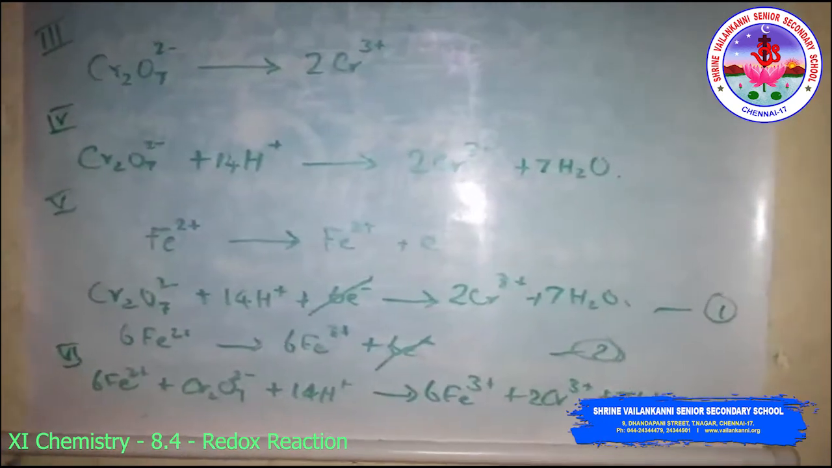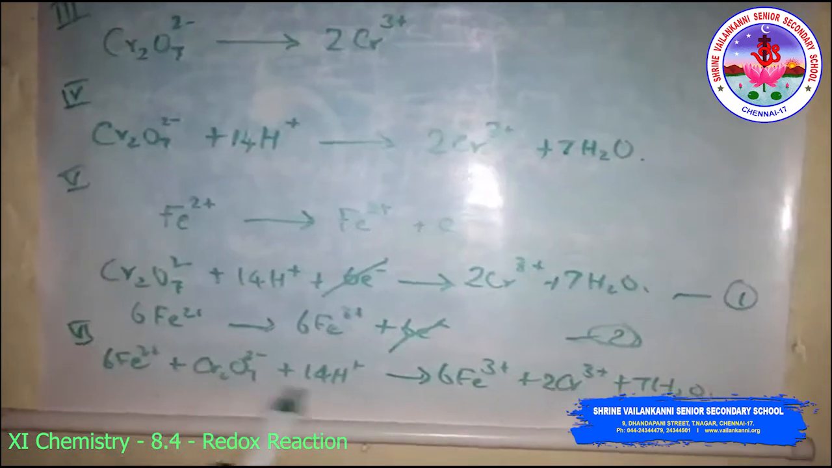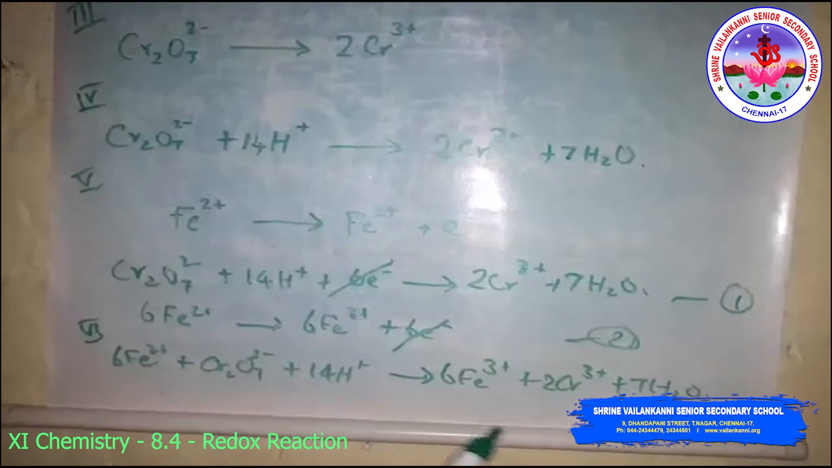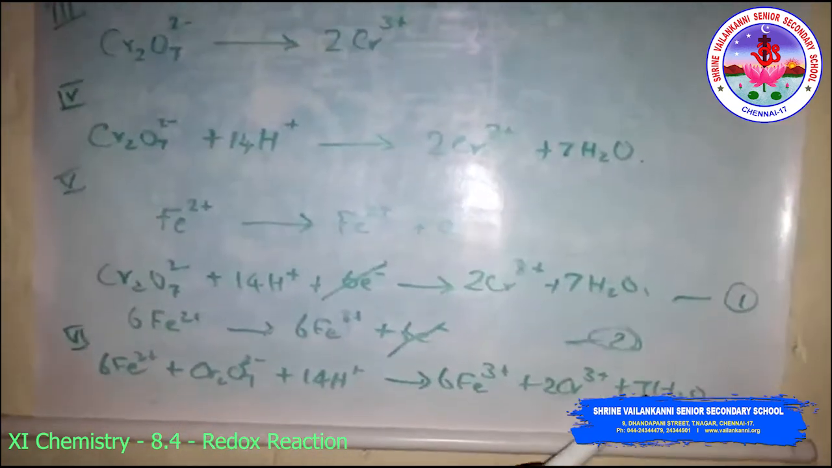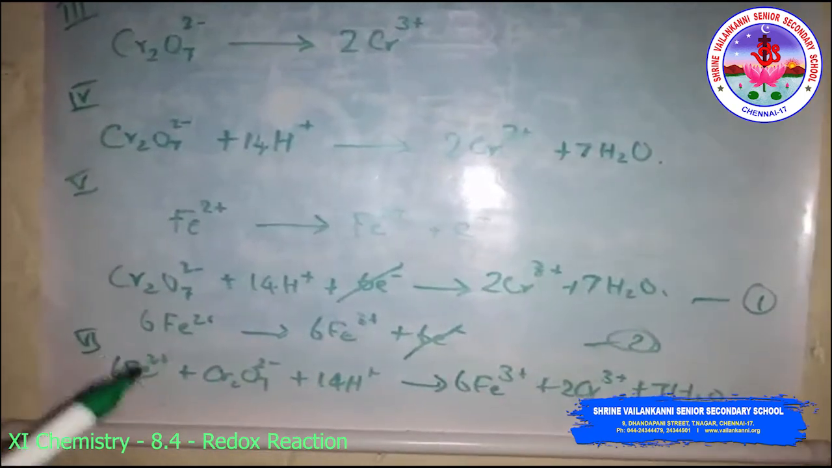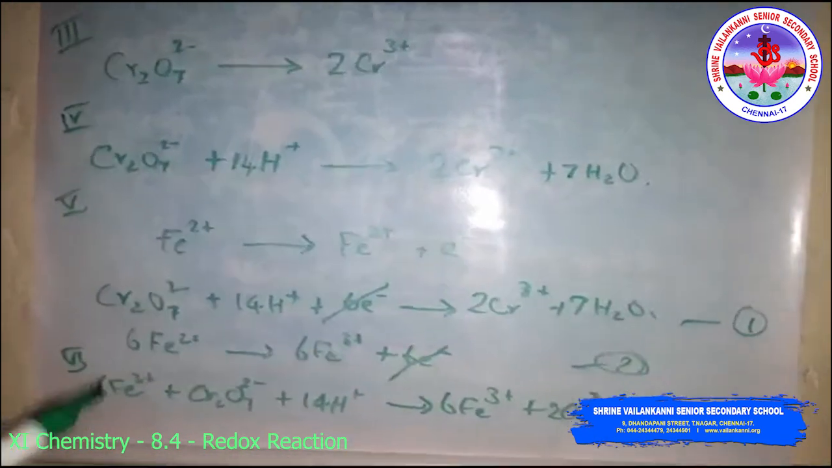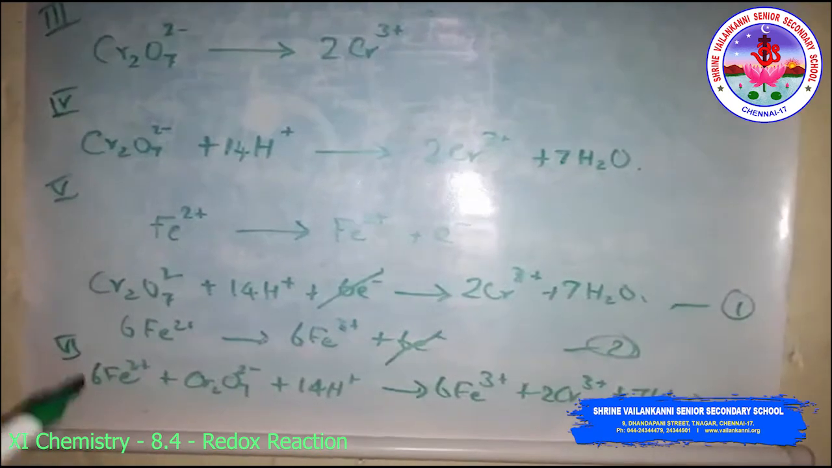Now check: 6 Fe, here also 6 Fe. Chromium 2, here also 2 chromium. Then oxygen 7, on this side also 7 oxygen. Then hydrogen 14, on this side also 14. Now the equation is balanced. That verifies that the equation contains the same type and number of atoms and the same charges on both sides of the equation.